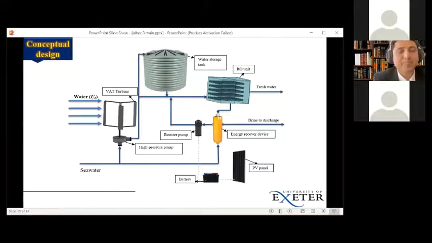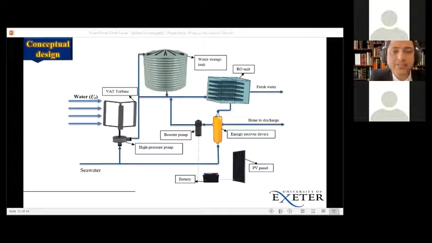Tidal turbine. Tidal turbine powers the high pressure pump. High pressure pump moves and pressurizes water from the sea to the RO unit and the water tank. Water storage tank stabilizes the driving energy. RO unit desalinates saline water. A booster pump pumps output water from energy recovery device to the RO unit. ERD, or energy recovery device, recovers the energy of water output of the RO unit. And finally, PV photovoltaic panel and a battery provide the required electricity for the booster pump.